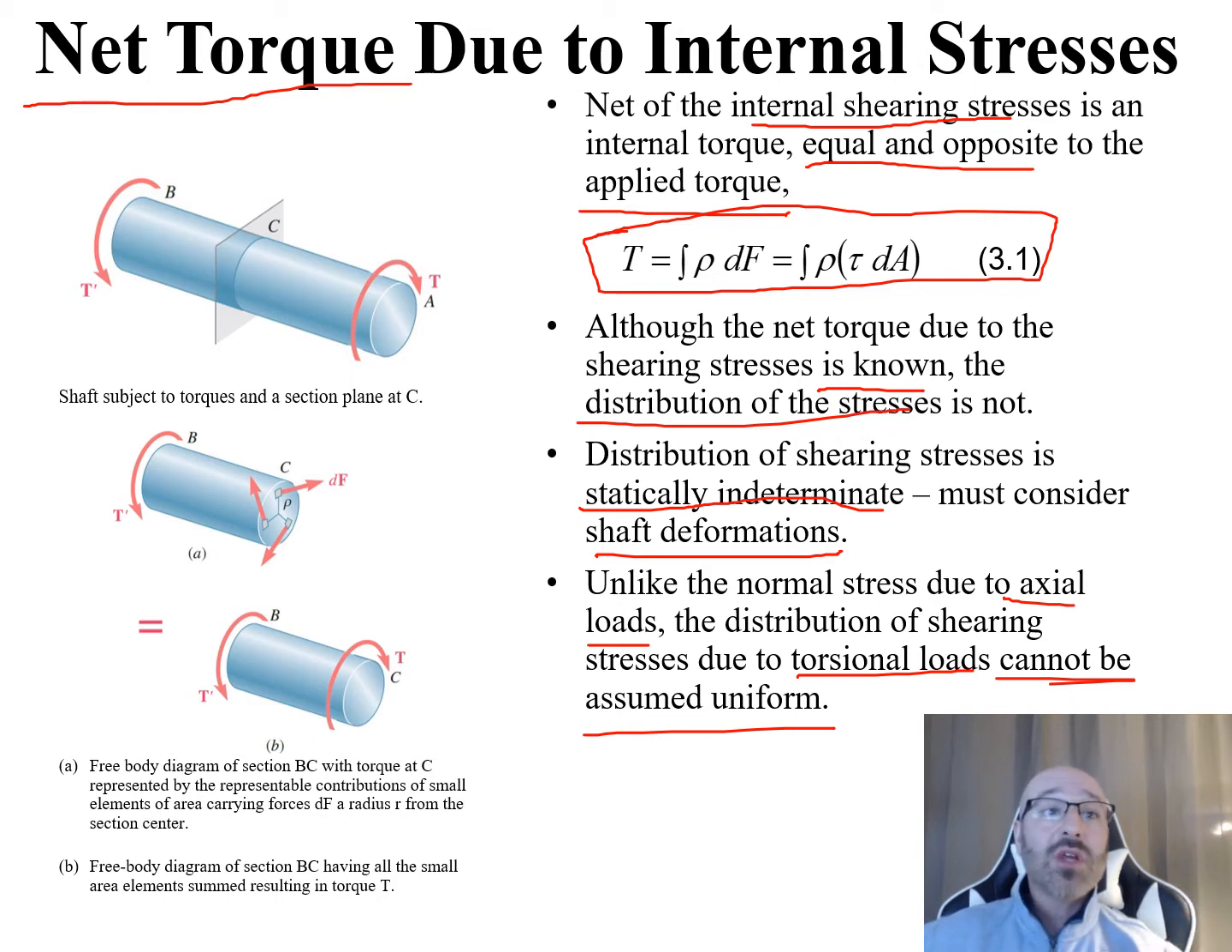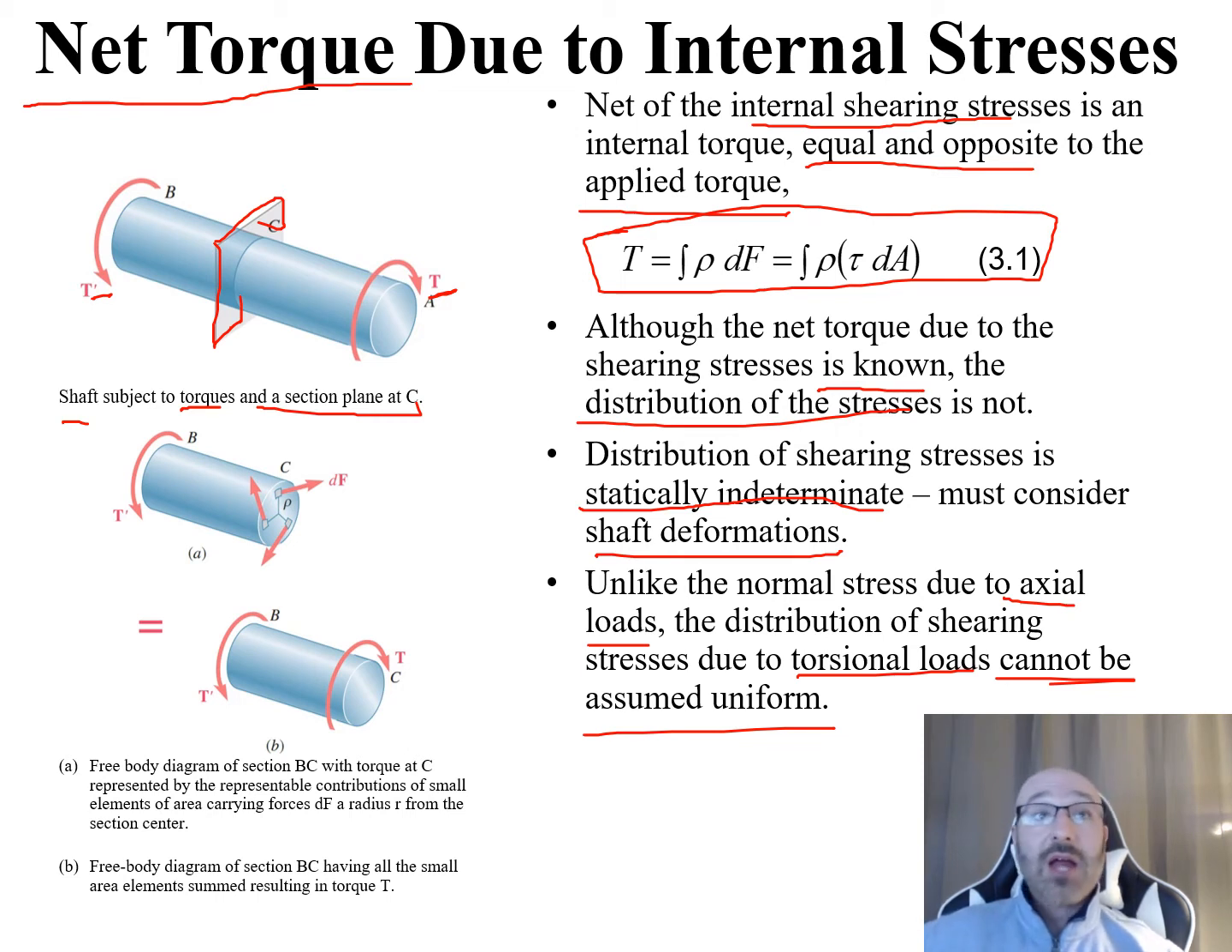So now let's go over here and take a look at this diagram. Up here on the top, we have a shaft that's subjected to torques, with a section plane at C right there. We're going to break this down and see what happens at C when we have these torques. We have our T acting at A, and we have our T prime over here at B. So we break this down. Now we have parts A and B. Part A, we can take a look at right here.